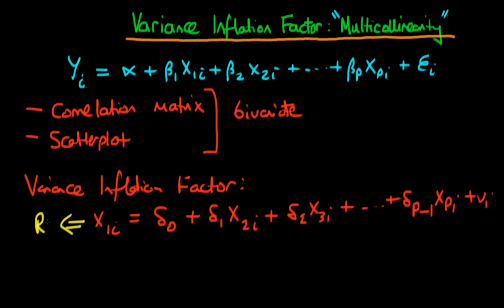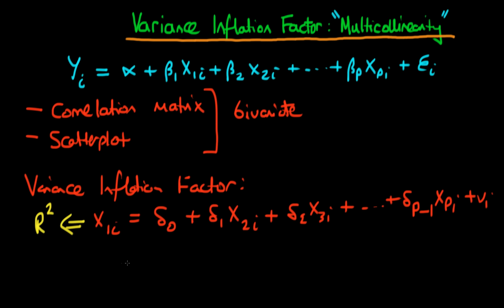And the idea is that if we run this auxiliary regression, we will get out a value of r squared. The r squared here essentially tells us how well x1i is described by movements in the other variables. So a higher r squared means that that variable is likely multicollinear with linear combinations of the other variables. So if you get a high value of r squared, then you might think twice about including x1 in your regression.